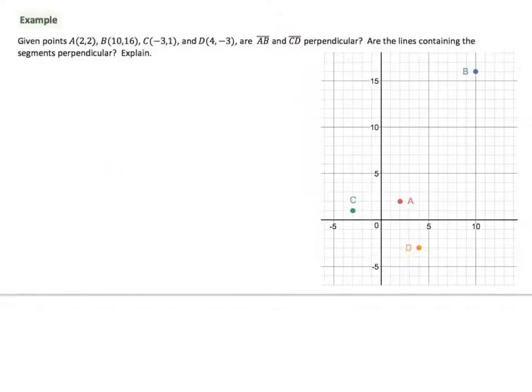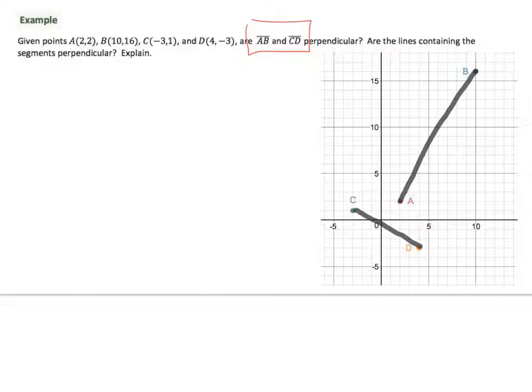So here we have points 2, 2, which is point A, point B, C, and D. Are A, B, and C, D perpendicular? Are the lines containing the segments perpendicular? So the segments A, B, and C, D, are they perpendicular? I'm not sure. Let's see if we can get a little line here. Yeah, let's try again. Are those segments perpendicular? Are the lines containing the segments perpendicular?